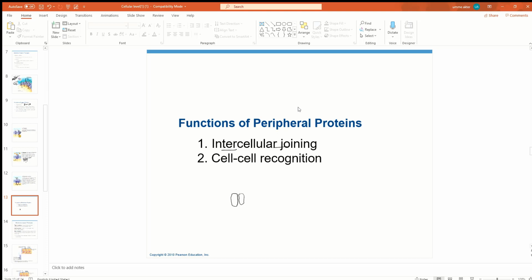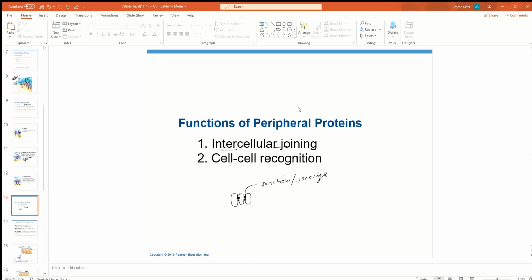You see in many different tissues, the cells are attached to each other by the peripheral proteins, because the peripheral proteins form the junctions or joinings. Those are called intercellular junctions or joinings. Okay, so they attach the cell members, adjacent cells, to each other. Very important. So the cells will not get dispersed or separated from each other.